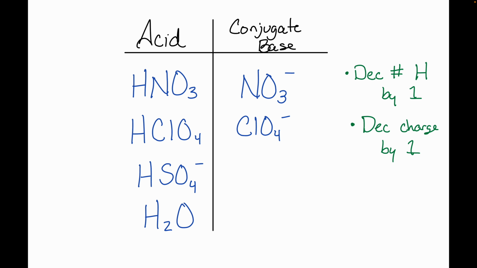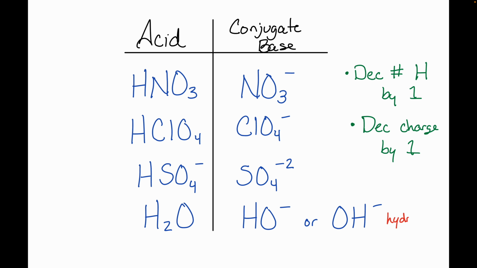Hydrogen sulfate is playing the role of an acid. That means it's going to lose its proton and become just a sulfate ion. Its charge was already -1, so when I take another one away, I'm at a charge of -2. And then water is going to lose one of those 2 hydrogens, so it becomes OH minus, or we can write this as HO minus. Either one works. You'll see either one. This one has a special name. Does anybody know the name of this ion? Hydroxide.